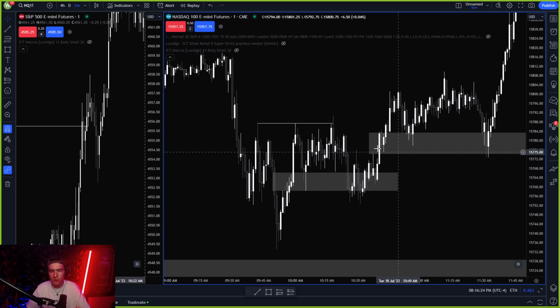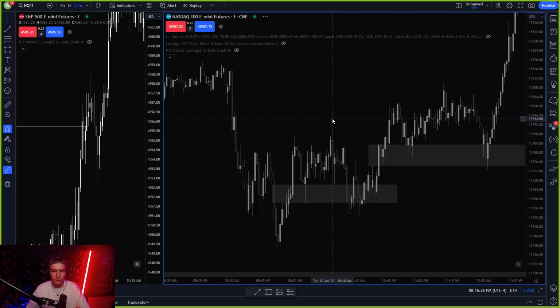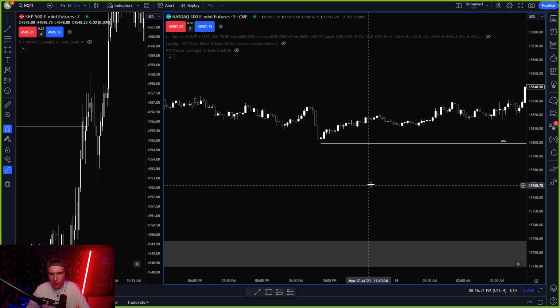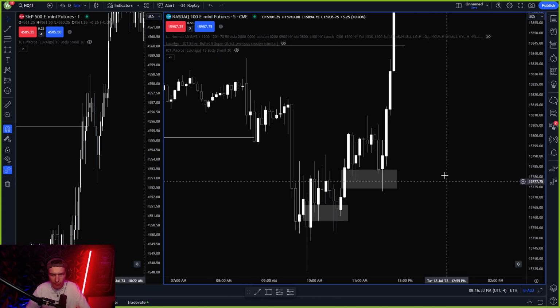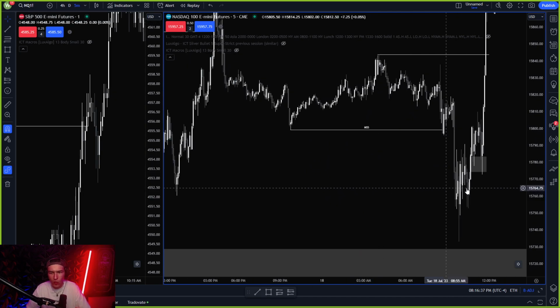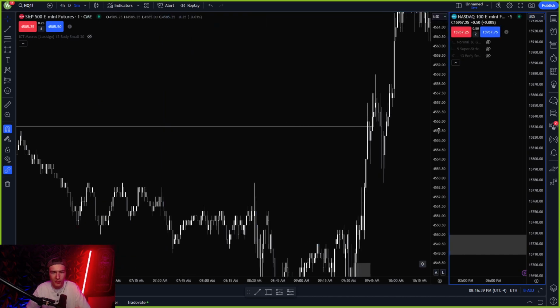Now, what could possibly be a long here? This is when we zoom out. The biggest long opportunity, unfortunately, I didn't see this. I was at the gym at the time because we ended up ending the session a little bit early. Right here, 5 minute. Number one, ES showing lots of strength.